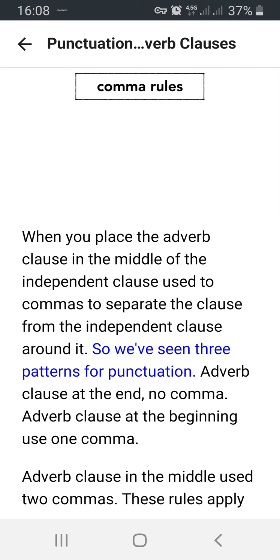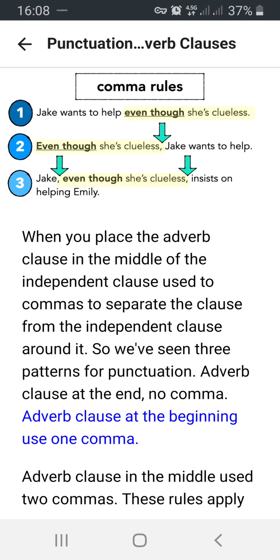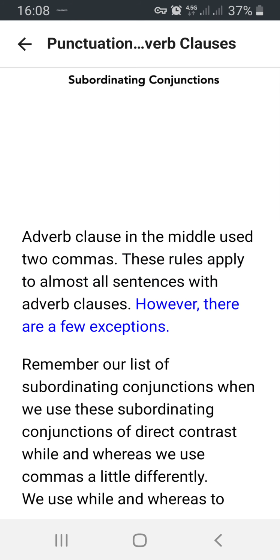So we've seen three patterns for punctuation. Adverb clause at the end, no comma. Adverb clause at the beginning, use one comma. Adverb clause in the middle, use two commas. These rules apply to almost all sentences with adverb clauses. However, there are a few exceptions.